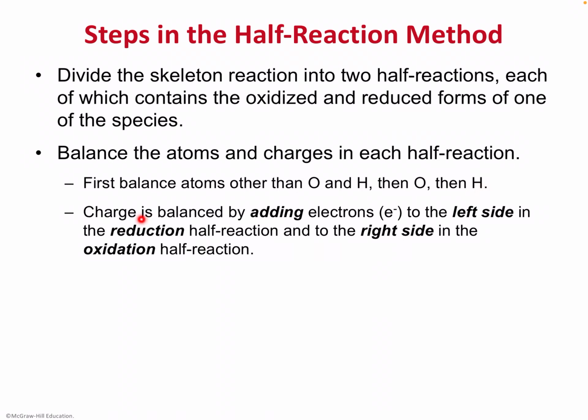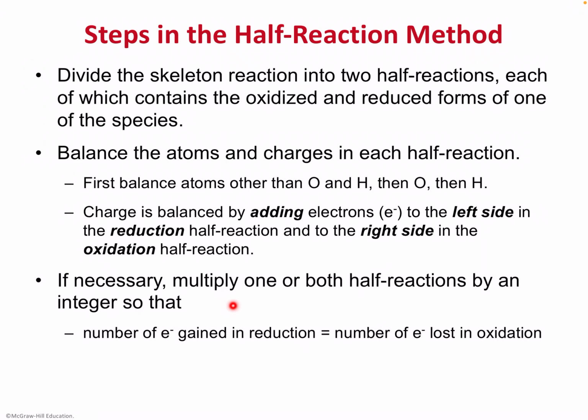We also need to balance the charge. Charge is balanced by adding electrons to the left side in the reduction half reaction and to the right side in the oxidation half reaction. Remember, reduction is gaining. If you are gaining something, it has to be on the reactant side. And oxidation is the loss, so when you lose, that lost electron is placed on the product side.